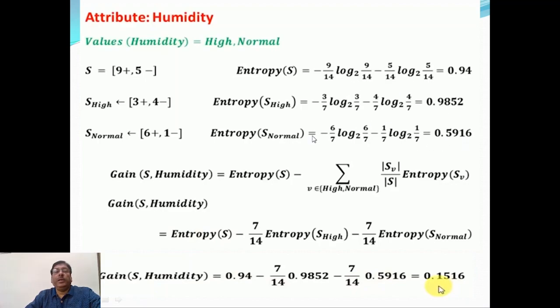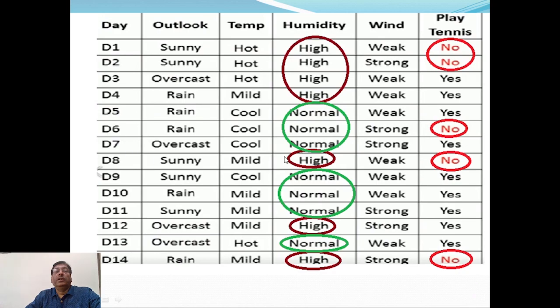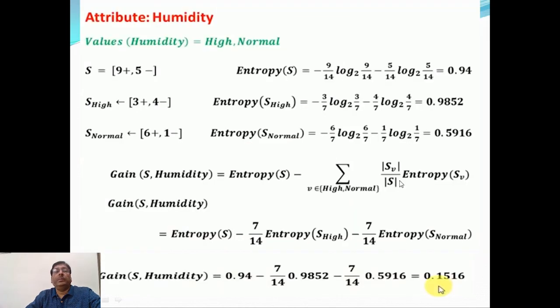So when you replace these values in the formula you have for information gain, you will get the value for gain as 0.1516, and so on. A similar thing you need to do for wind. In wind, you have the values strong and weak. So how many times strong appears, how many times weak appears, and based on that, how many times it is positive or negative, you find the entropy for that, then replace it in the formula for the gain, and you get the value for that, and so on.